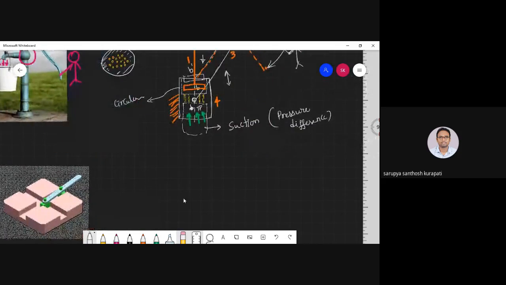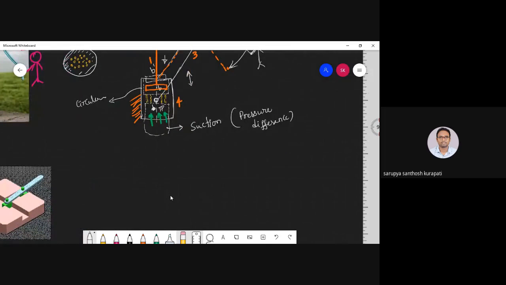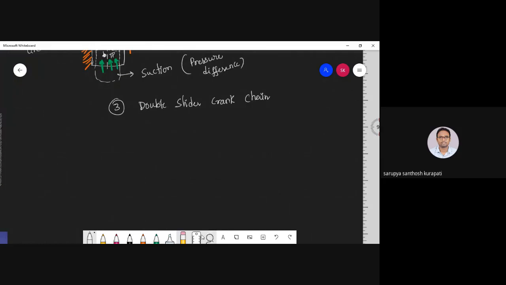Now we'll discuss the third category. What is the third category? Double slider crank chain. The third simple mechanism is double slider crank chain or mechanism. Here I'm calling it a chain. Why I'm not going to call it a mechanism is I'm not going to fix any of the links. That's why I'm calling it a chain. So I'll just draw it.